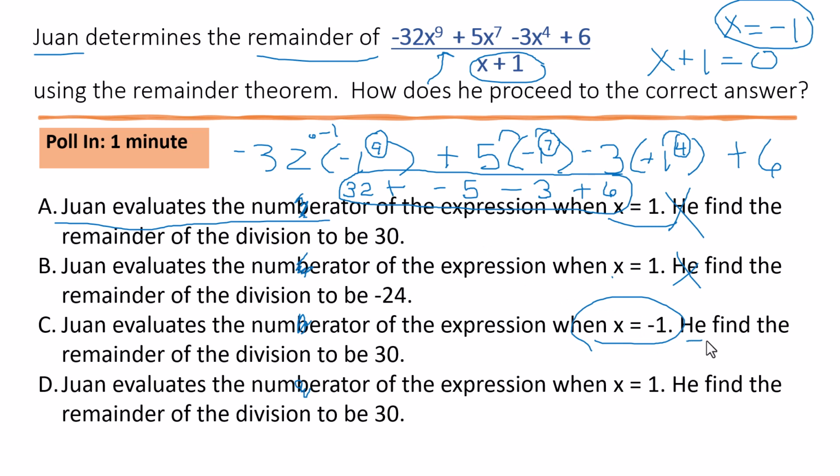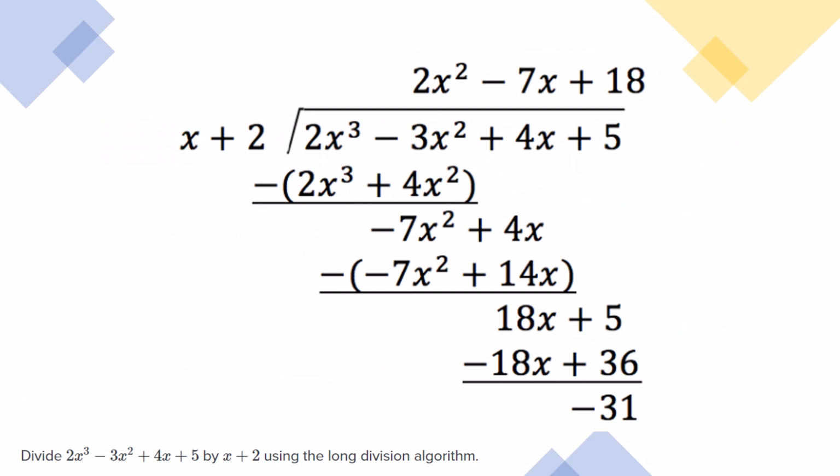So when we substitute that in, we find the remainder of the division to be 30. So what that means is I take my calculator and add those numbers up. 32 minus 5 minus 3 plus 6, I do get 30. So my answer is C. All right, hopefully you're seeing how, again, this pen is so tiny, I lose it. Okay, hopefully you're beginning to see how this all comes together and how important it is to study your vocabulary before we start our lesson.